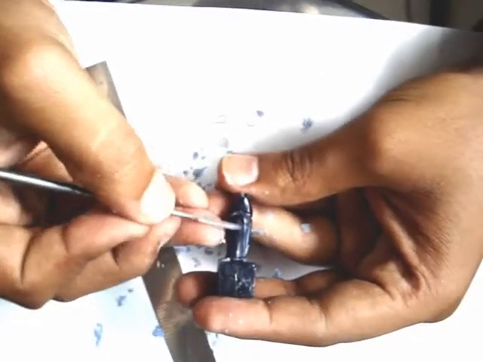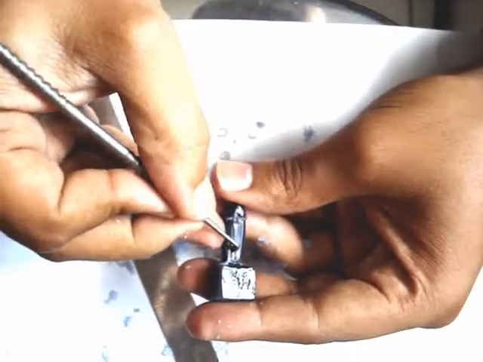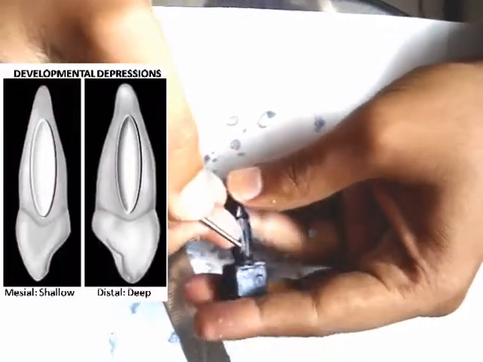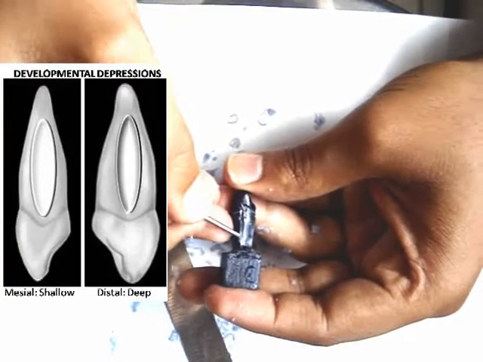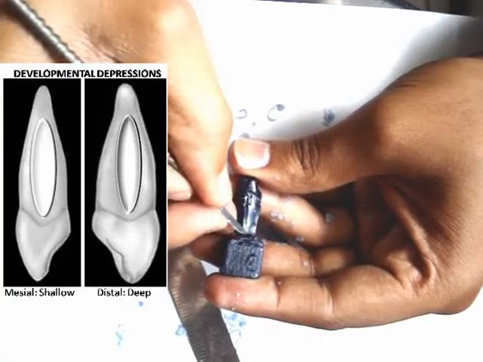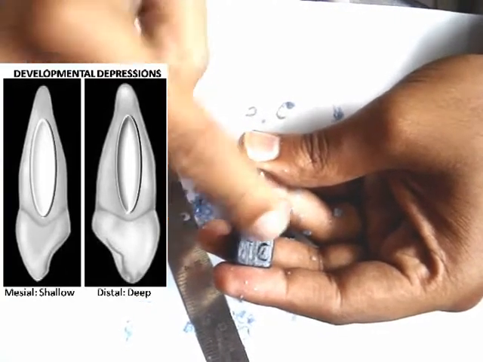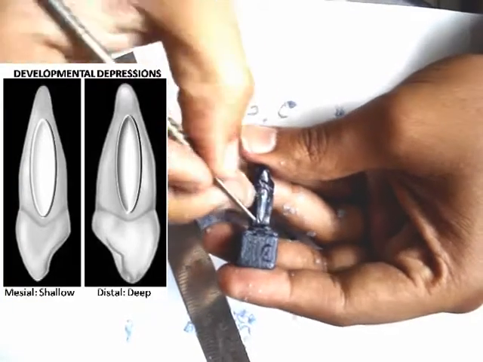Since the canine has a very long root compared to all the other teeth, the anchorage would be less as it is a single rooted tooth. To improve the anchorage, there are developmental depressions on the mesial as well as the distal aspects of the root, the distal one being a little deeper and more pronounced. So we draw a uniform developmental depression on the whole surface of the root.